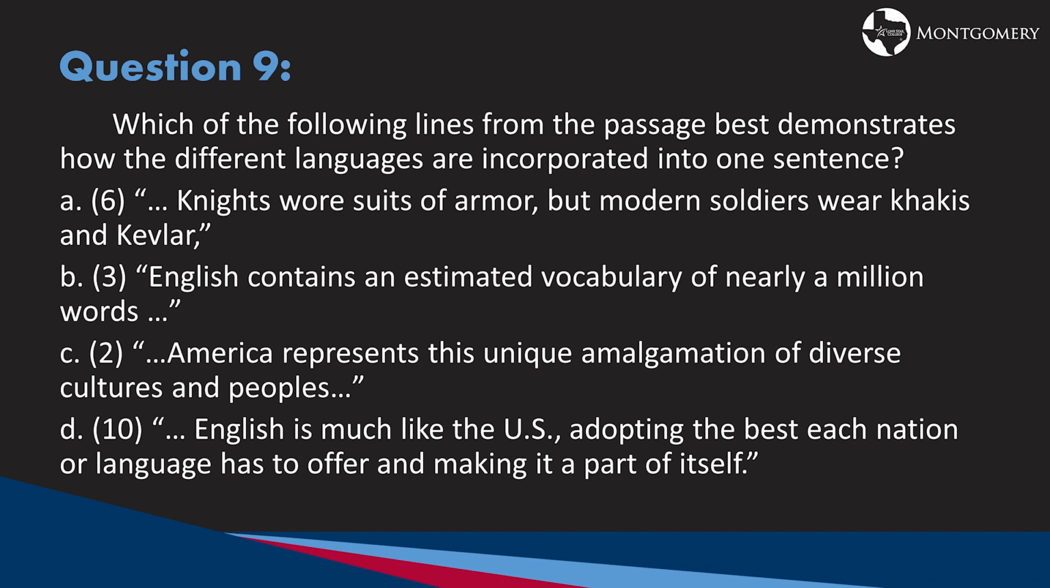So based on our reading, which of the following lines from the passage best demonstrates how the different languages are incorporated into one sentence? If you were paying close attention, if you read the entire sentence of the first answer, A, it tells you that knights wore suits of armor, but modern soldiers wear khakis and Kevlar, and tells you how each of those words incorporates different languages. So it's one of our more literal questions. So A is our correct answer.